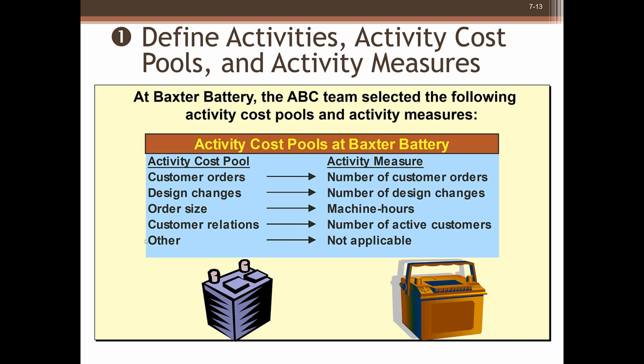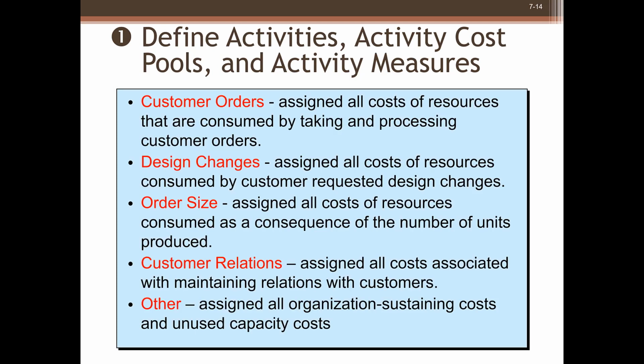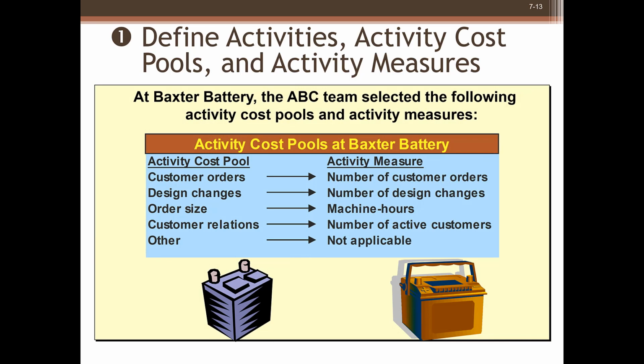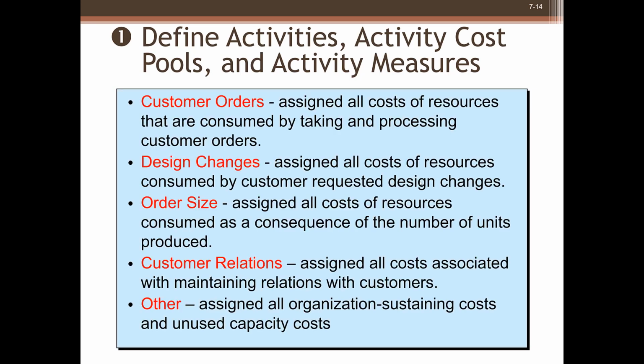Let's take a look at the definition for each activity pool. Customer orders. Customer orders assign all costs of resources which are used by taking and processing customer orders. The activity measure or allocation base is number of customer orders. For activity measure, you can go back and take a look at the previous slide. Design changes. Design changes assign all costs of resources used by customer requested design changes. The activity measure is number of design changes.